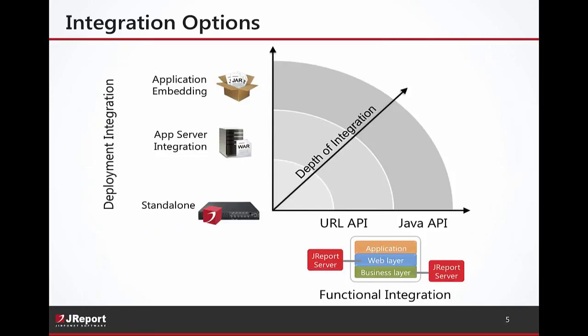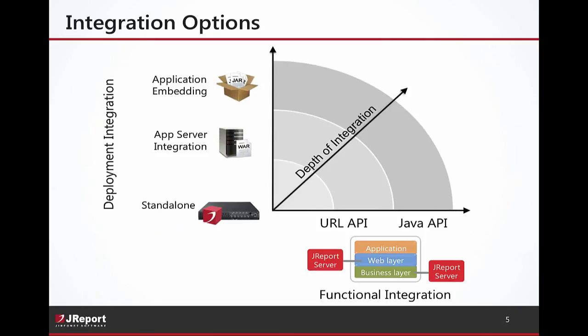A deeper level of deployment integration would be to package JReport up with your host application into the same WAR file and ship it off that way, so that everything is in one convenient package. Here you can also use your own J2EE, Java Enterprise Edition version and server. All right, so lots of different ways to deploy JReport.